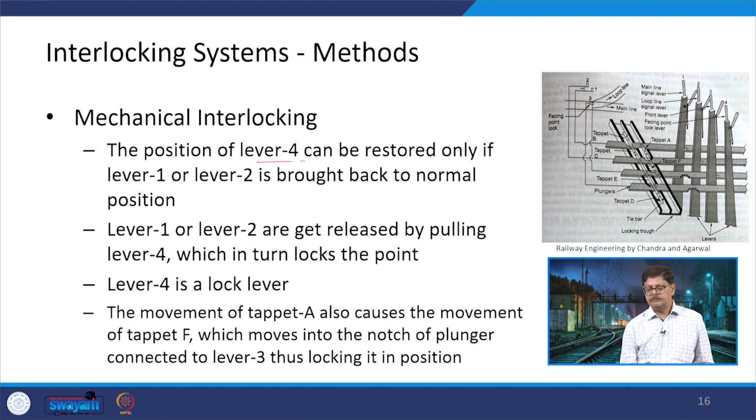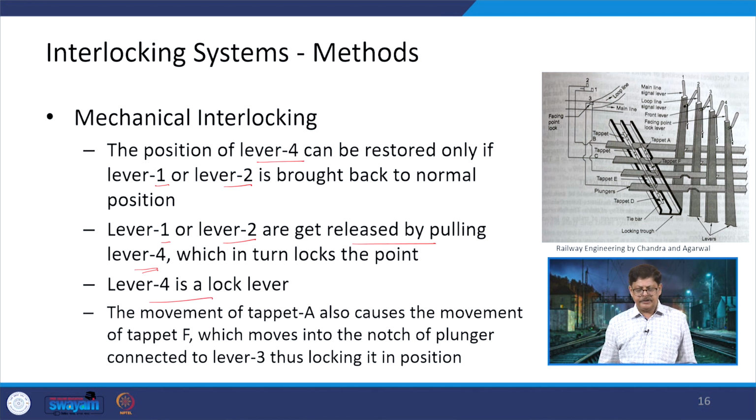The position of lever 4 can be restored only if lever 1 or lever 2 is brought back to the normal position. So, once it was set either for a signal for a main line or a signal for a loop line, if it is being restored back, then only can lever 4 be restored. Now, lever 1 or lever 2 get released by pulling lever 4, which in turn locks the point. So, as I already said, lever 4 is a lock lever.